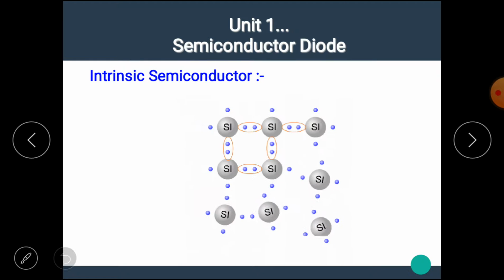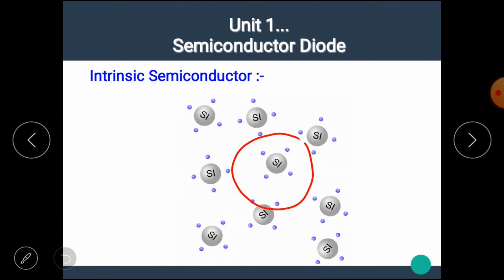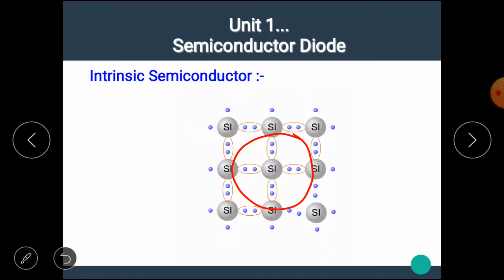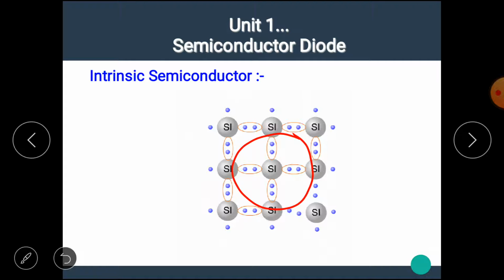Now let's see what happens here. It is shown that all the silicon atoms are gathered together and make covalent bonds with the neighboring 4 silicon atoms, and they complete their octet. This is the process of intrinsic semiconductor material formation. I hope now you understand what is meant by intrinsic semiconductor material.